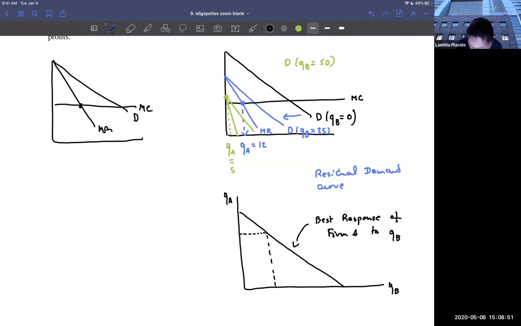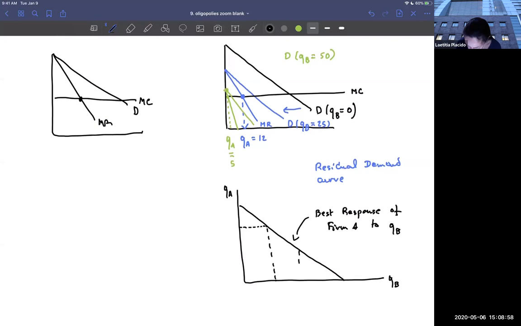For instance, if I look at my blue curve here, when QB produced 25 units, the optimal response for firm A was to produce 12 units. And when firm B produced 50 units, the best response to that was for firm A to produce 5 units. So you can see how from this graph, we can derive the best response function.